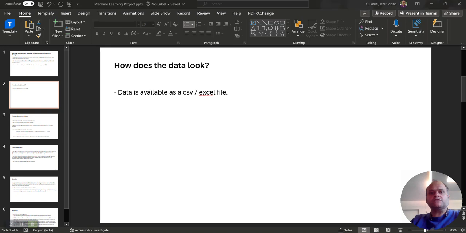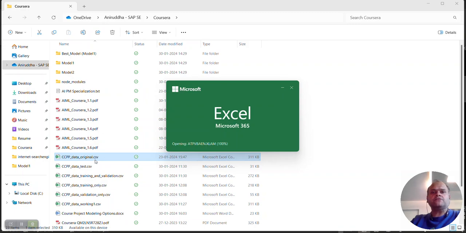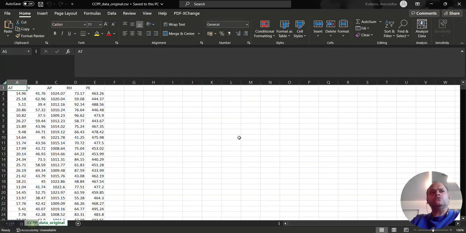Maybe it helps to see how the data looks. So let me just open up the data set, which is in the form of this CSV file, and it looks something like this. The headers here are abbreviated, but these are the same four features that I mentioned, the temperature, pressure, humidity, and so on. And PE is the target or the output variable, which represents the energy output of the power plant.